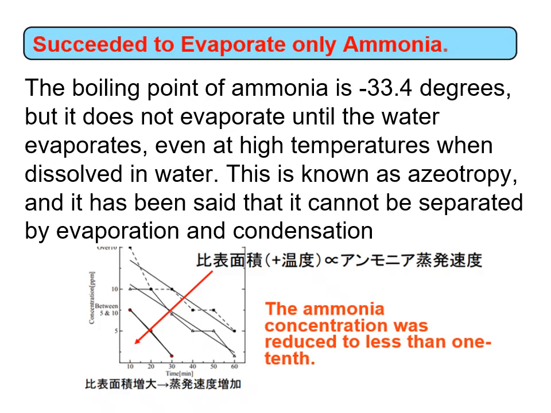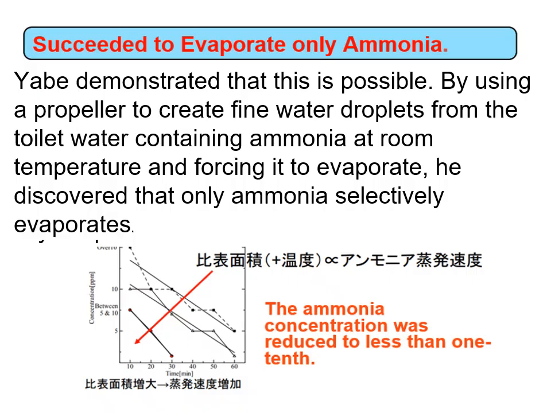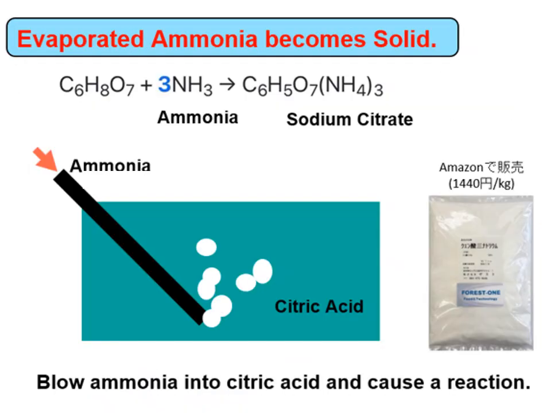By using a propeller to create fine water droplets from the toilet water containing ammonia at room temperature and forcing it to evaporate, he discovered that only ammonia selectively evaporates. The evaporated ammonia gas, when passed through citric acid, transforms into a food additive called sodium citrate. The solidified form is easy to handle.